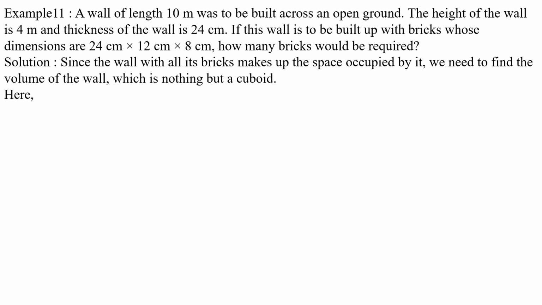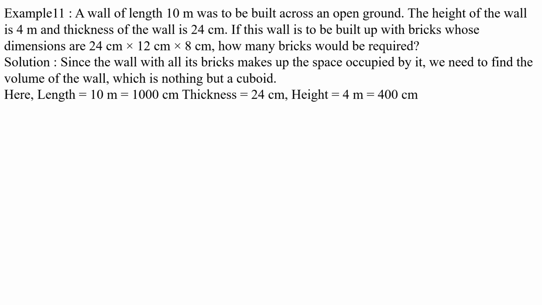Right. Here, length of the wall is equal to 10 meters. That is equal to 1000 centimeters. We converted into centimeters. Okay, my dear children. Thickness of the wall is 24 centimeters. And height is equal to 4 meters. That is equal to 400 centimeters.